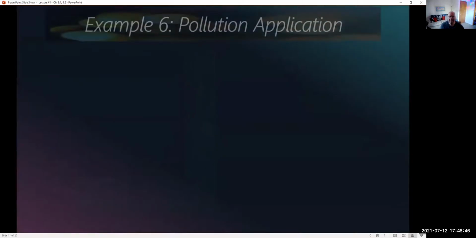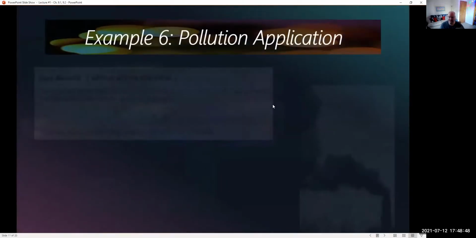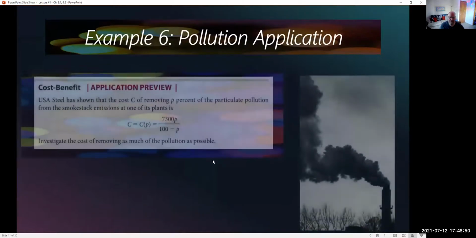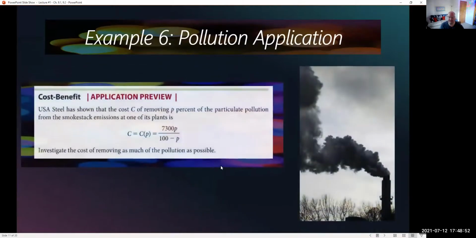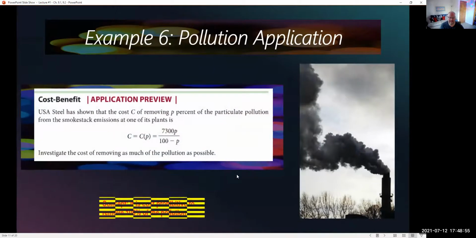All right, so for this next example, there's one little thing that's really important here, and then it does come up later on. Take a look at it and we'll take our break. USA Steel has shown that the cost C of removing P% of the particulate pollution from the smokestack emissions of one of its plants is this function. Look familiar? We talked about that function at the beginning of our class today. Investigate the cost of removing as much of the pollution as possible.